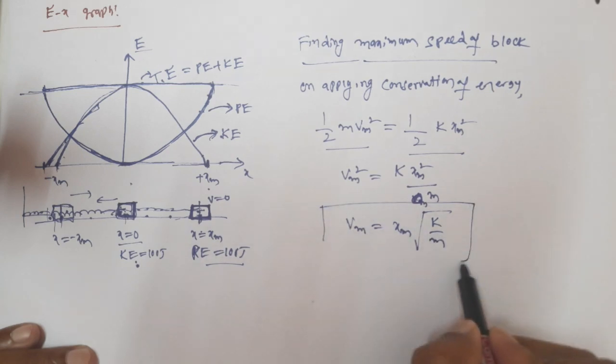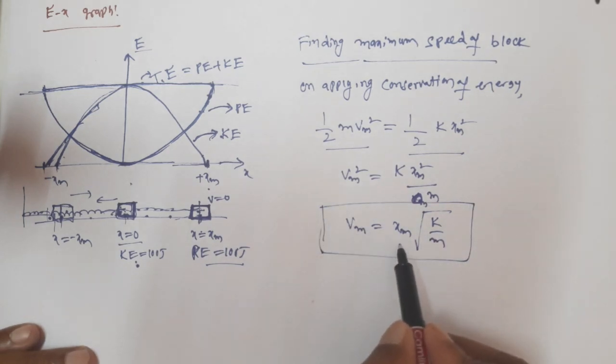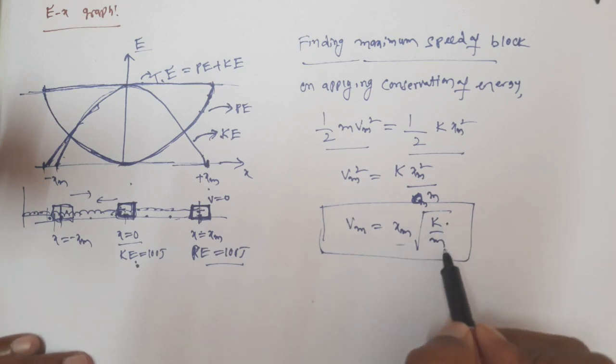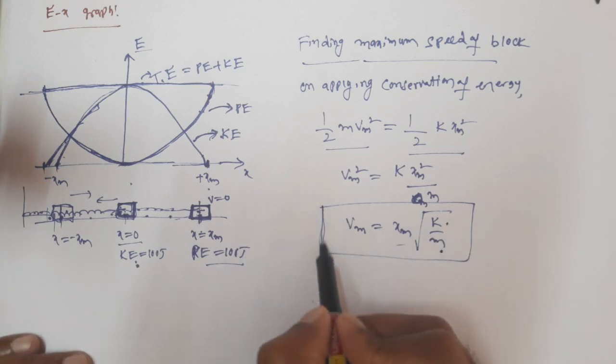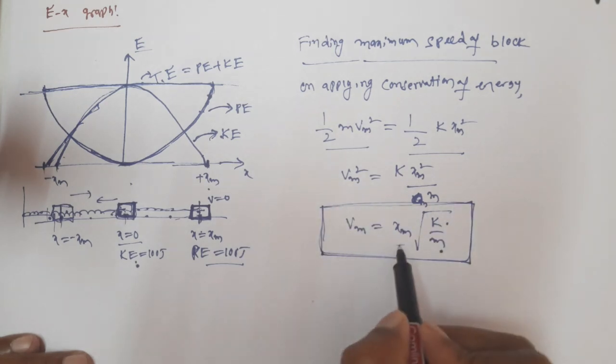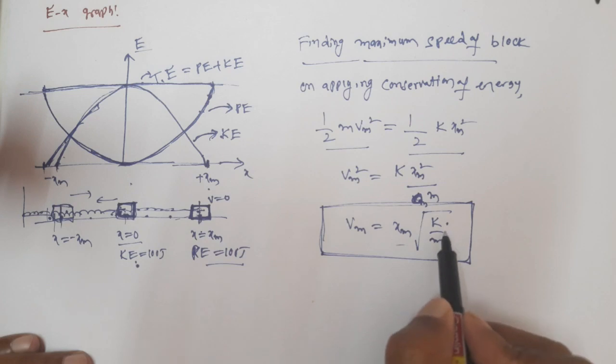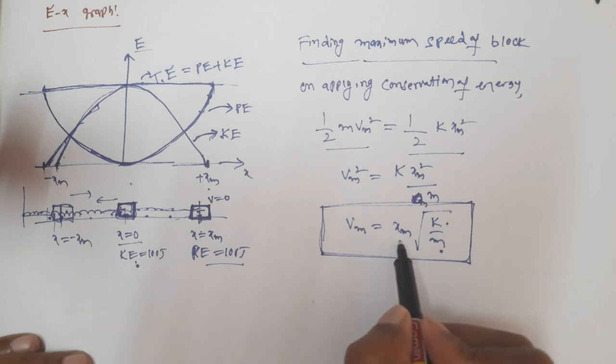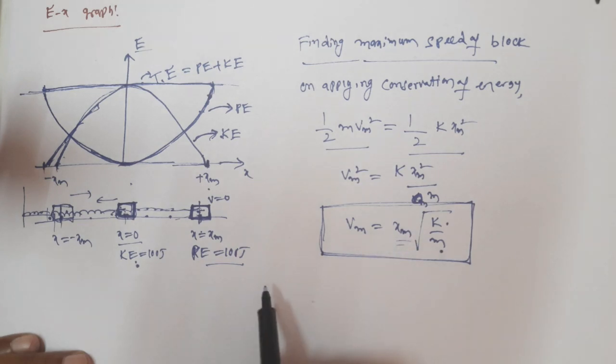This is the equation that we use. xm is the maximum displacement in the positive direction, k is the spring constant, and m is the mass of the block. By using this equation, we can find the maximum speed of the block. The k value, that is the spring constant, must be given, the mass of the block must be given, and the maximum extension of the spring must be given. Then we can find the maximum speed of the block at the mean position.